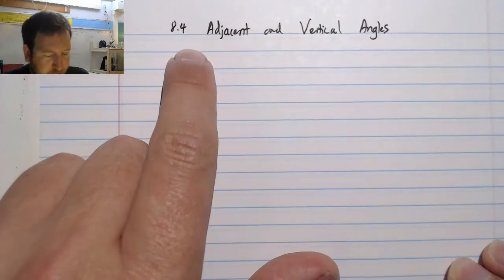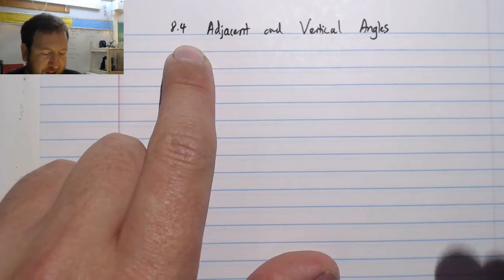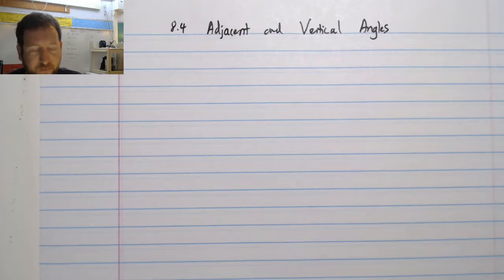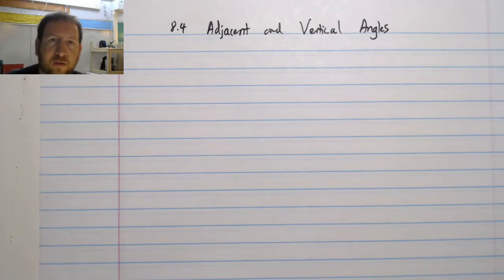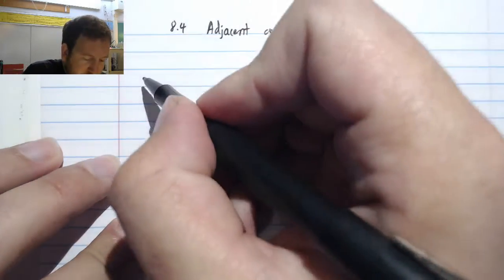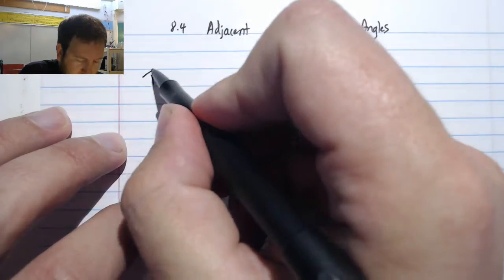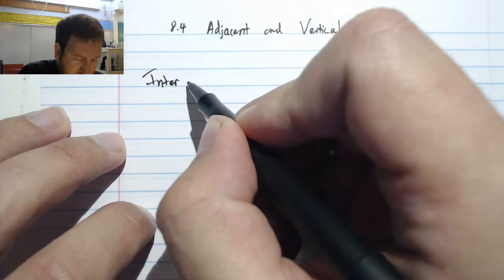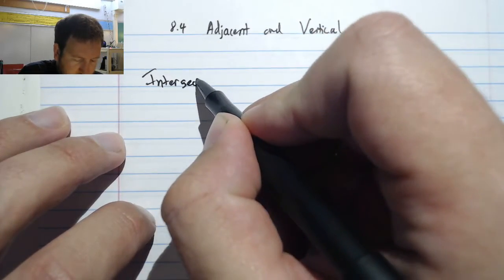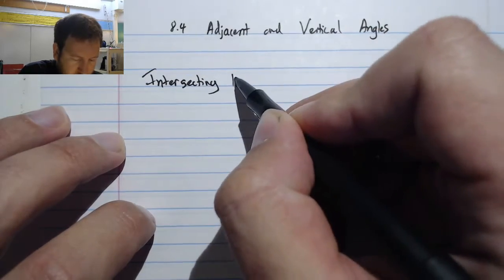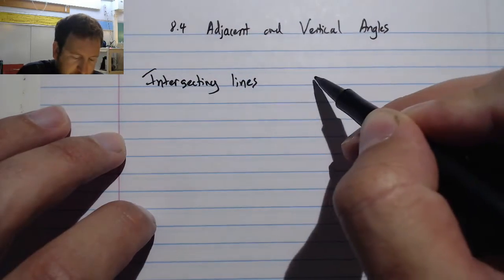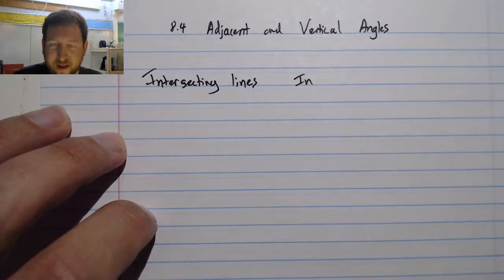All right, today we're going to talk about section 8.4, adjacent and vertical angles. What we're going to be looking at is when lines intersect, they form angles. Whenever lines intersect, they can intersect in three ways. So we're going to write intersecting lines, intersecting.